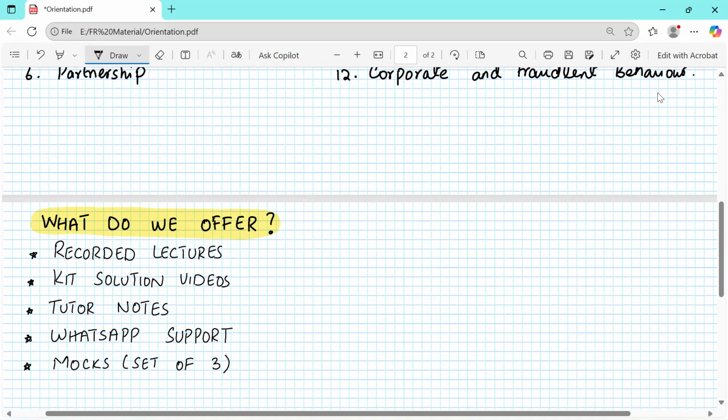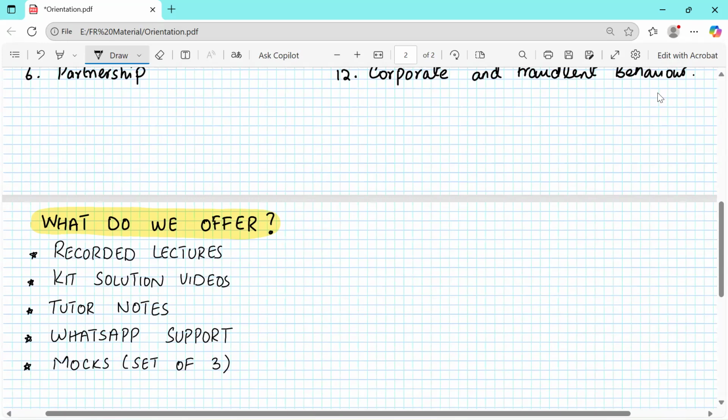Then there will be kit solution videos, specifically BPP kit solution videos. Why? Because Kaplan kit is very easy. Kaplan kit is very easy. BPP questions are very tough. Okay. So I prefer BPP because of the toughness. Then tutor notes, all of the chapter notes, they will be provided for you except for chapter 11, because that I have taught from the book. For all the rest of the chapters, the notes will be provided to you.